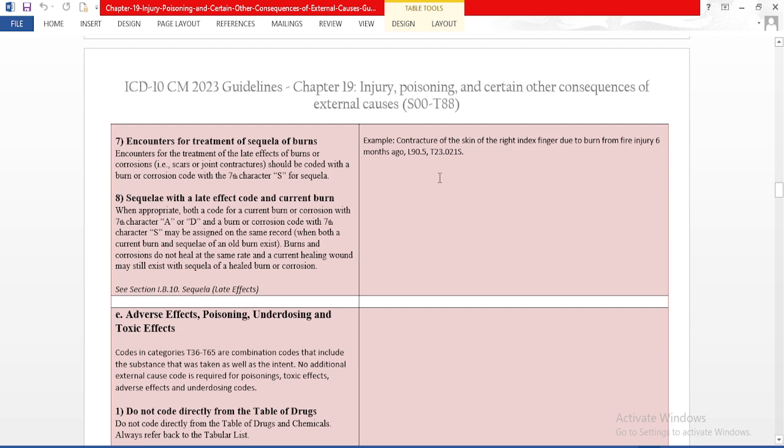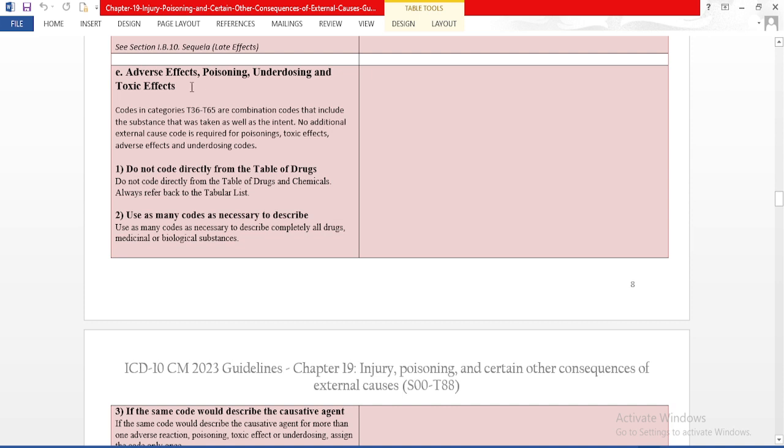Here we have an example. Contracture of the skin of the right index finger due to burn from an injury 6 months ago. So we'll code here L95.5 and T23.021S. Whenever we have a scar or joint contracture due to burn, we need to code the condition first, then the injury code along with the sequela code, seventh character S.